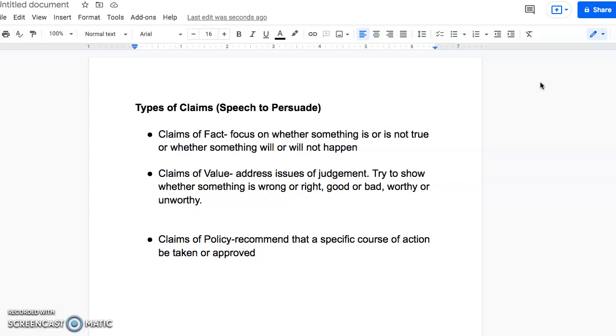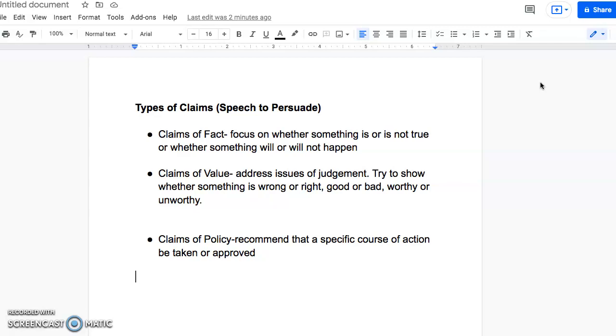The next claim is a claim of value. A claim of value addresses issues of judgment. It's where you try to show whether something is wrong or right, good or bad, or worthy or unworthy. Examples of claims of value are, is any painting worth $1 million? Or, is assisted suicide ethical? Again, trying to show whether something is wrong or right, good or bad, worthy or unworthy.